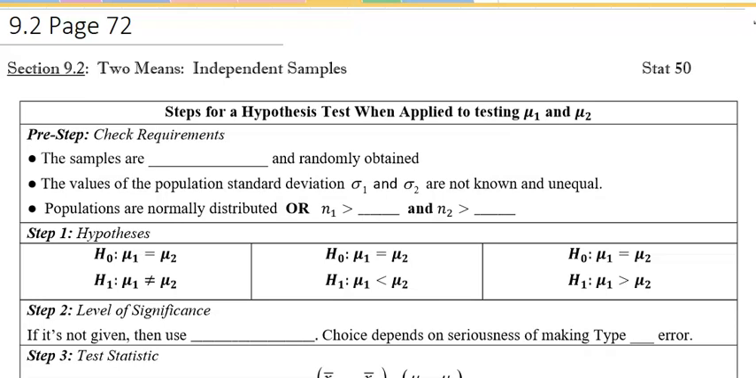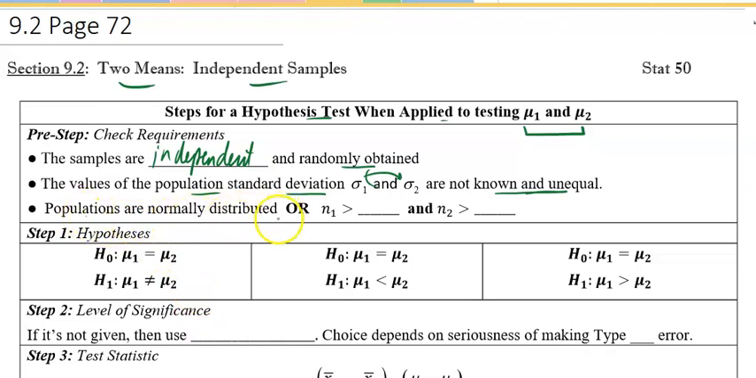Alright, 9.2 talks about two means, independent samples. Steps for hypothesis testing when applied for testing two different means. Well, these are the requirements. The samples must be independent and randomly obtained. The values of the population standard deviations, both of those, are unknown. Remember how that works? Or unequal.